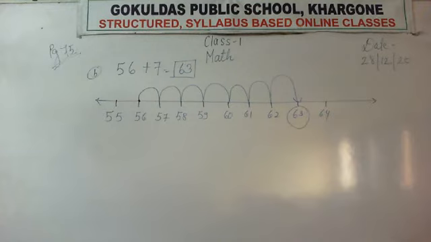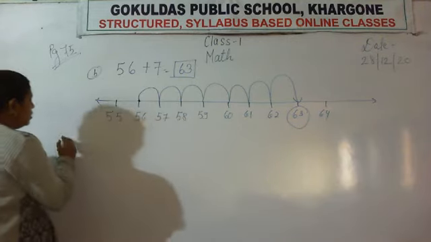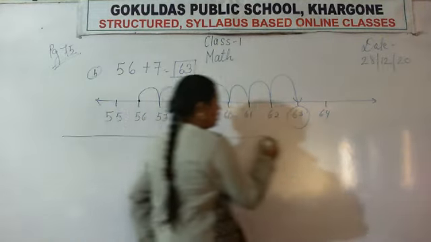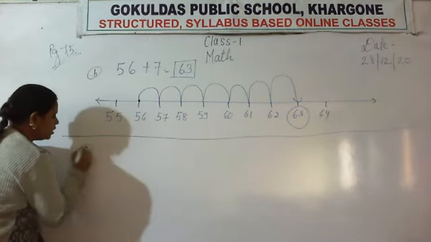Copy correct from the board. Make your number line clear, and there should be sufficient space between two numbers. Okay. Now the next question. You won't draw this line.